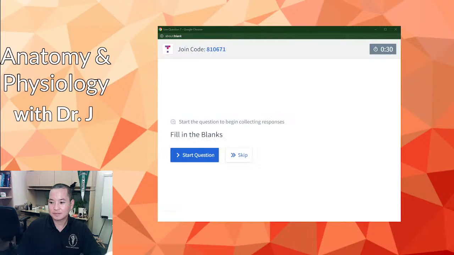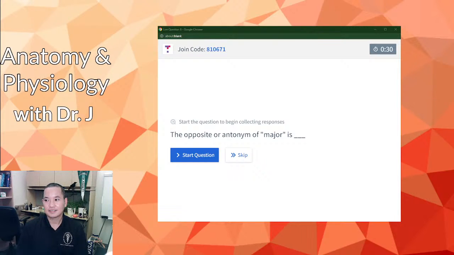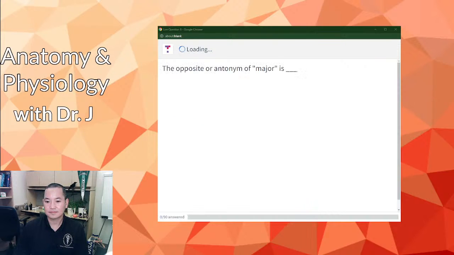And then what we have here, fill in the blank. What is this question? Let's try it. Oh, okay, so this is another one. If you're talking about antonyms, so opposite terms, what's the opposite term from major? It's nothing major, it's only something blank.